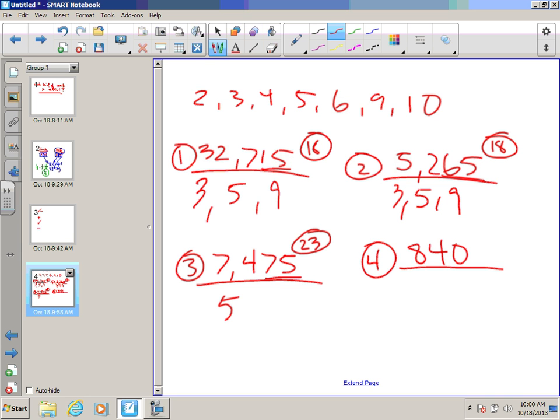840. It is even. The sum of the digits is 12, so divisible by 3. 40 is divisible by 4. And then 5, or 0, yes. 2 and 3, so divisible by 6. Divisible by 9? No. Divisible by 10? Good. 2, 3, 4, 5, 6, and 10. Any questions on those? What do you need to be careful with?